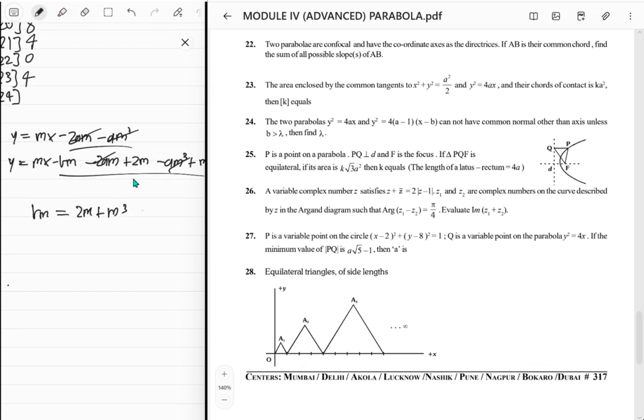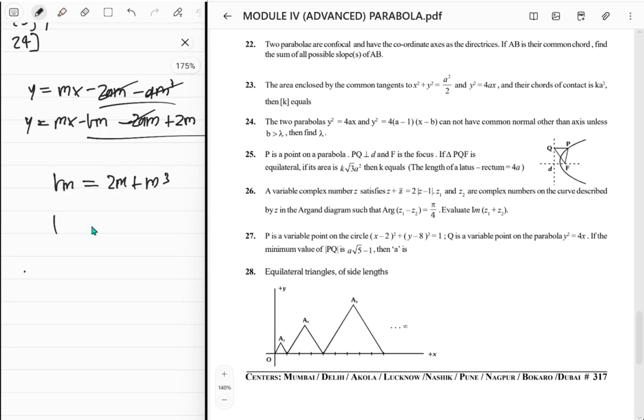m could be 0, that's one thing. That's definitely a common normal. Wait, what? Oh, that just means they can always have a common normal, other than the x-axis of course. So the x-axis is for m equal to 0. So for the other part, b is equal to 2 plus m². So b has to be bigger than or equal to 2. If it's equal to 2, then m is equal to 0, so it's still the axis. It has to be strictly bigger than 2. So lambda is 2, of course.